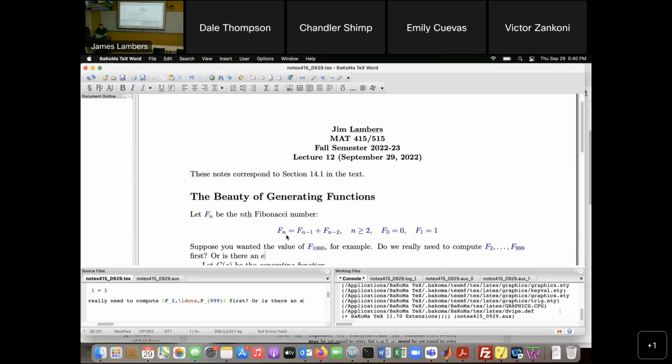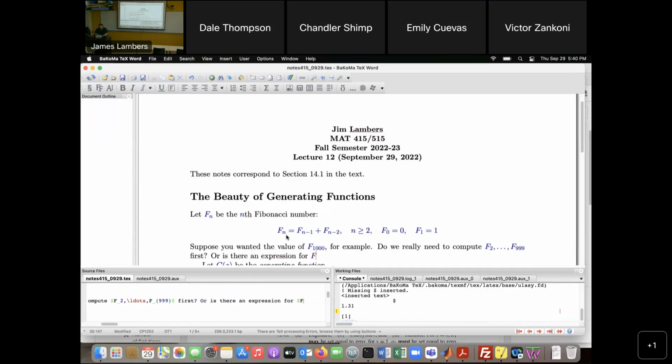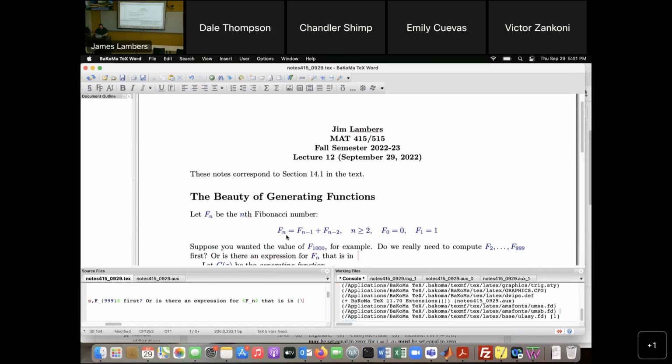Or is there an expression for Fn that is in closed form? I think I've used this term before in this class. So not involving a summation, just a compact or concise expression, a formula that you can plug into and that can be evaluated efficiently to obtain Fn for any index n, taking the same amount of work. The way it is now, it takes very little work to get f4, but f1000 would take a lot of work. We'd like to level the playing field. And that's where a generating function comes in.